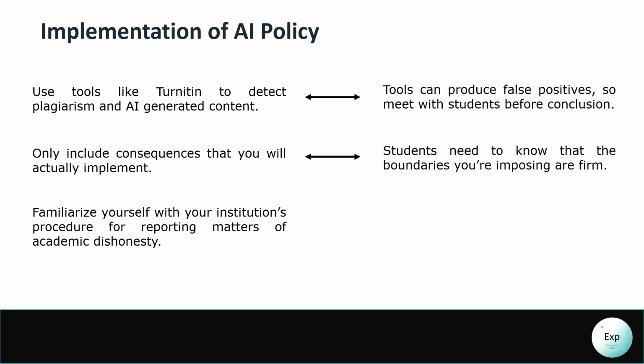And then, this is important, if you're going to act on your consequences, then it is important that those consequences are in alignment with your institution's policy. So make sure that you familiarize yourself with your institution's procedure for reporting matters of academic dishonesty. When it occurs, you need to be ready to act, not because you want to, but because the situation demands it.